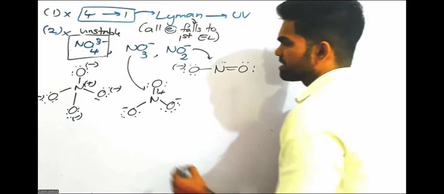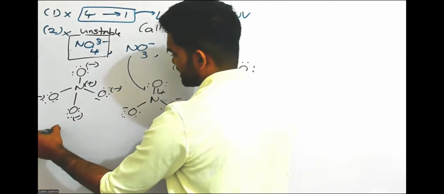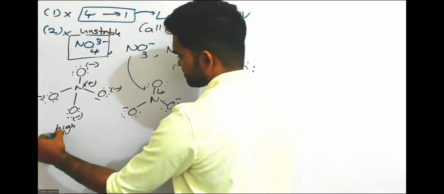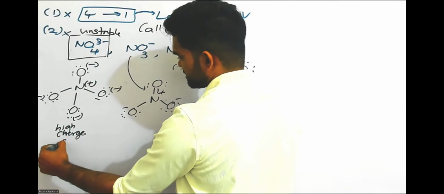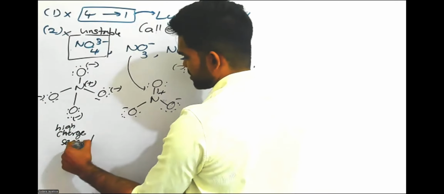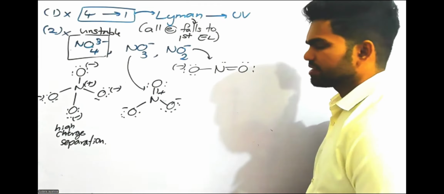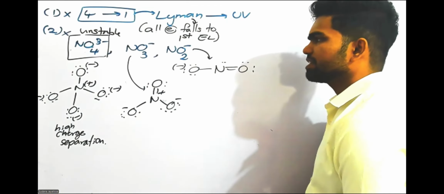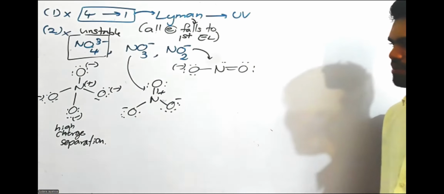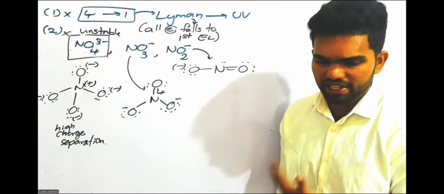Here the problem is that this is unstable due to high charge separation. That is the problem. Okay. So the second statement is also wrong. NO4 3 minus is relatively unstable compared to the other two.